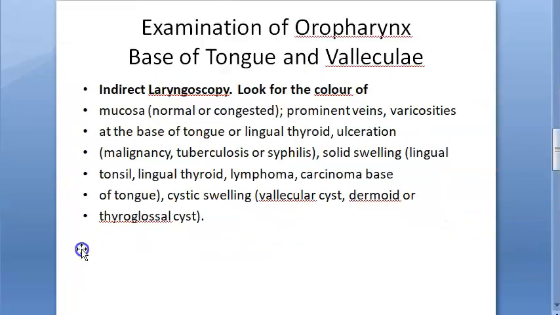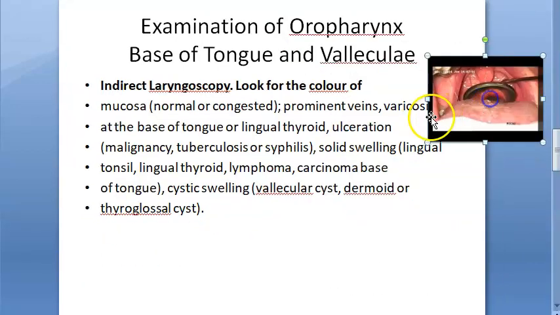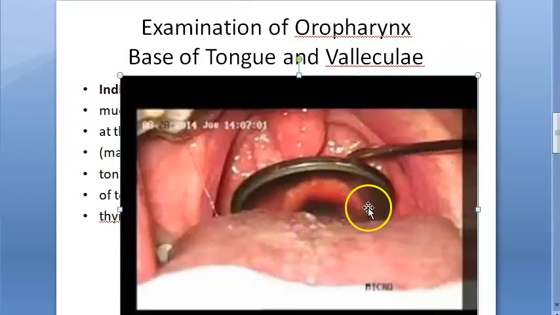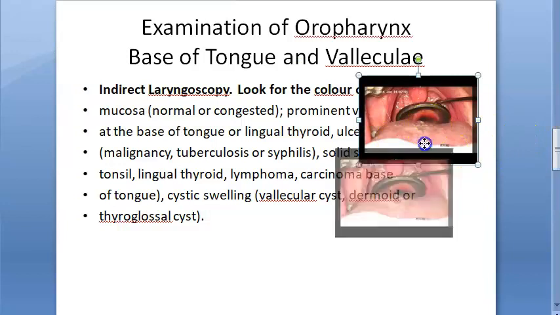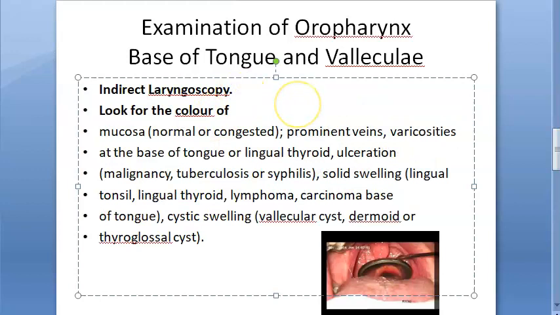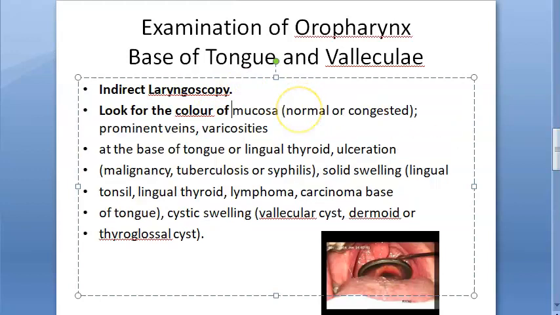Moving on, guys, you can also do indirect laryngoscopy. So when you're doing examination of oropharynx, right? When you're checking the base of tongue and vallecula, you can also check this for thyroglossal cyst. Okay. So indirect laryngoscopy, look for the color of the mucosa, prominent veins, varicosities. Basically, they're telling you what all you can look for when you're doing examination. In that, you can also look for a cystic swelling, which can indicate a thyroglossal cyst. Or it could be other things.